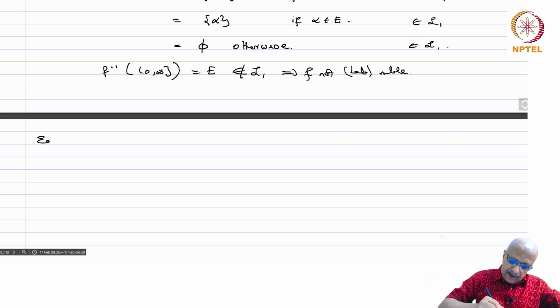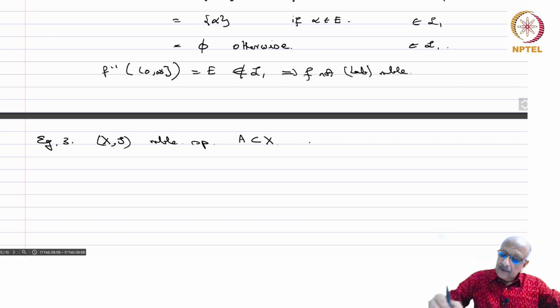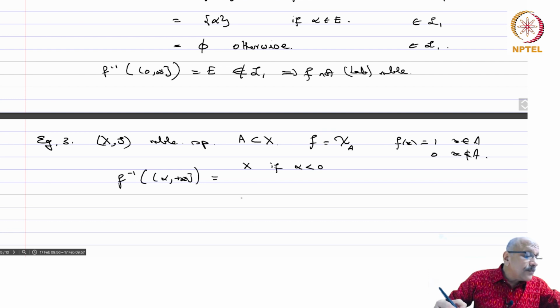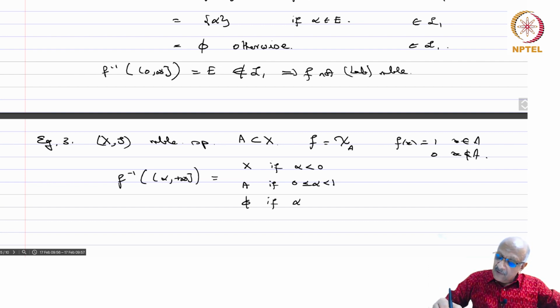Okay, then example again. So X, S a measurable space, and let A be contained in X. Then you take f equals chi A. That means f(x) equals 1 if x belongs to A, and 0 if x does not belong to A. Okay, so this is chi A. So what is f inverse of (alpha, infinity)? It is equal to capital X if alpha is less than 0, A if 0 is less than or equal to alpha is less than 1, and the empty set if alpha is greater than or equal to 1. And therefore this implies that chi A, equal to f, is measurable if and only if A belongs to S.